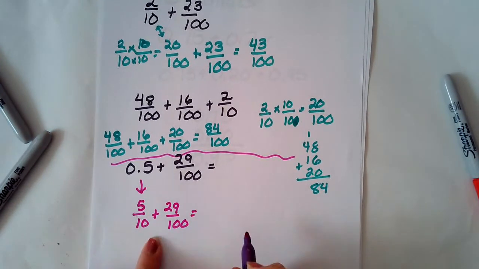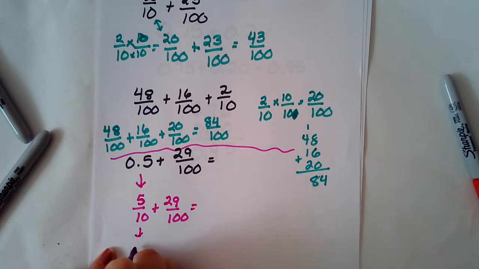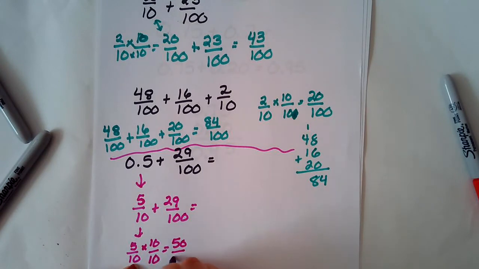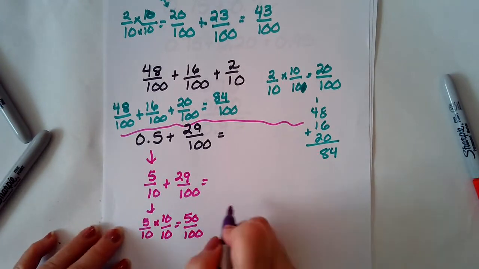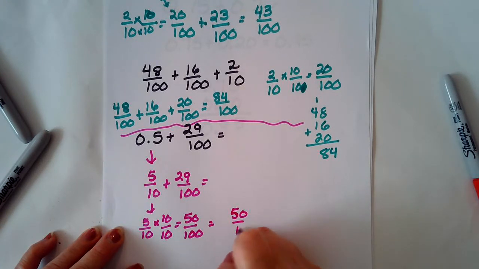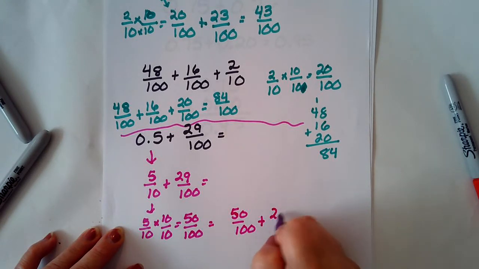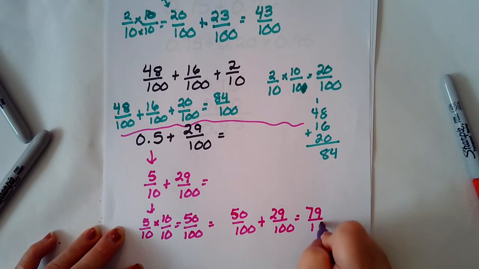Now, my denominators are not the same, so I have to make an equivalent fraction. I'm going to take 5 tenths, and I'm going to multiply the numerator and denominator by 10, because if I multiply that by 10, I will get 50 100ths. So now I can rewrite my problem as, I'll put it here, 50 100ths plus 29 100ths, and that will give me 79 100ths.